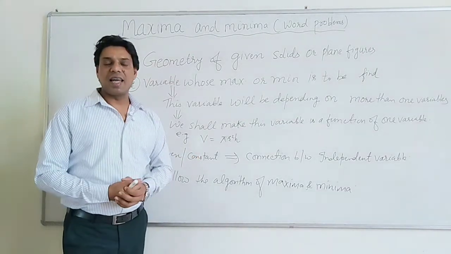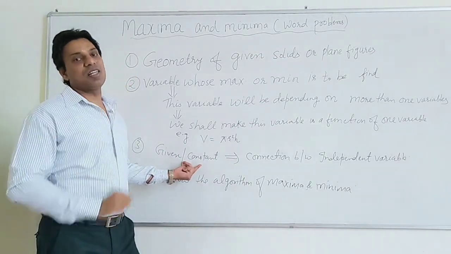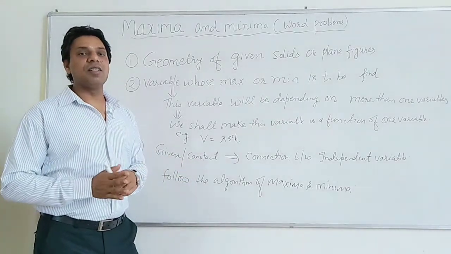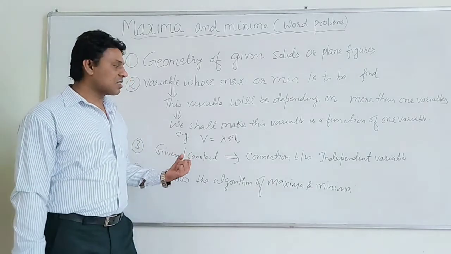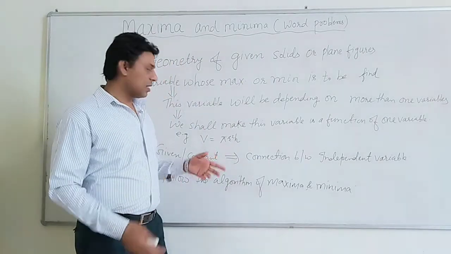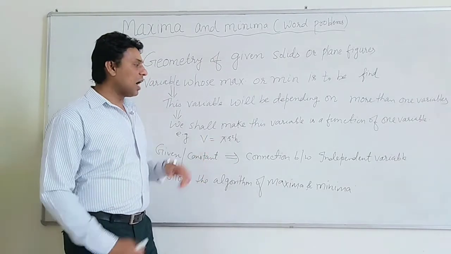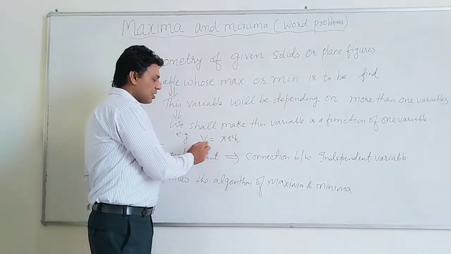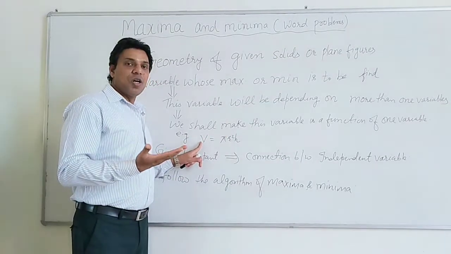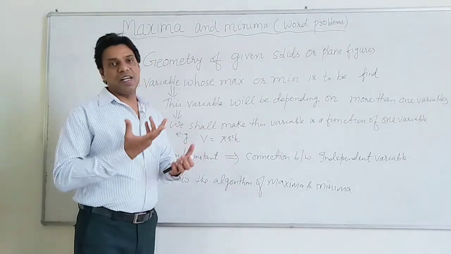So what is the next step? In the question you will be given a given thing or a constant thing. In every question you will have something constant, something given. So what is this given and constant thing? It will be the connection between these two variables or three variables. What is given constant? So what you have to do is convert this function into one variable. You have to make either the volume a function of radius only or a function of the height only.